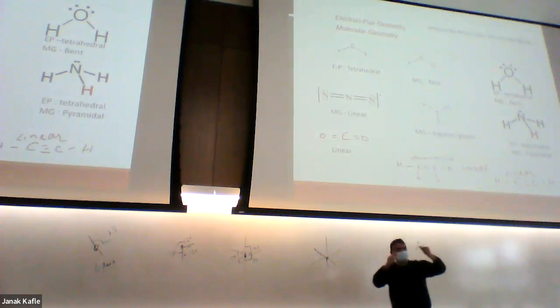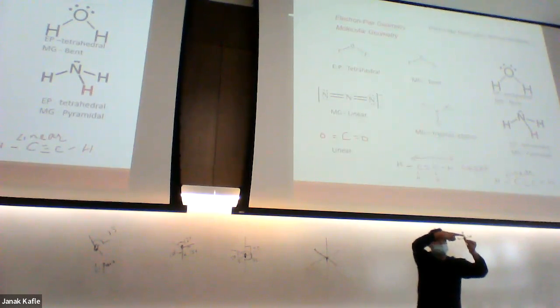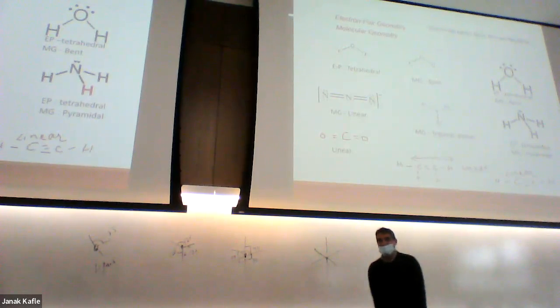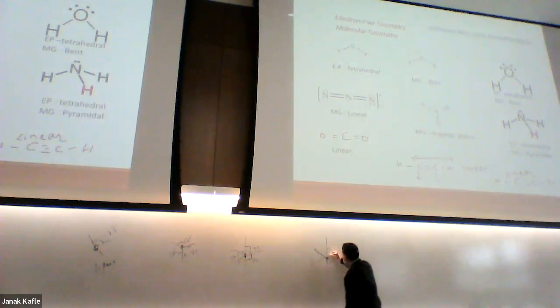If you look at the bond angle between this one and this one, it is 90. Take the protractor and measure the bond angle: 90. This one is also 90, this one is also 90, this one is also 90, and this one is also 90. All bond angles are 90.